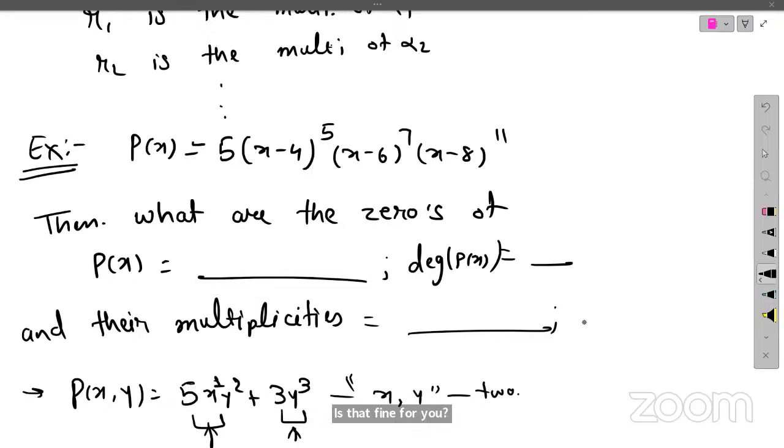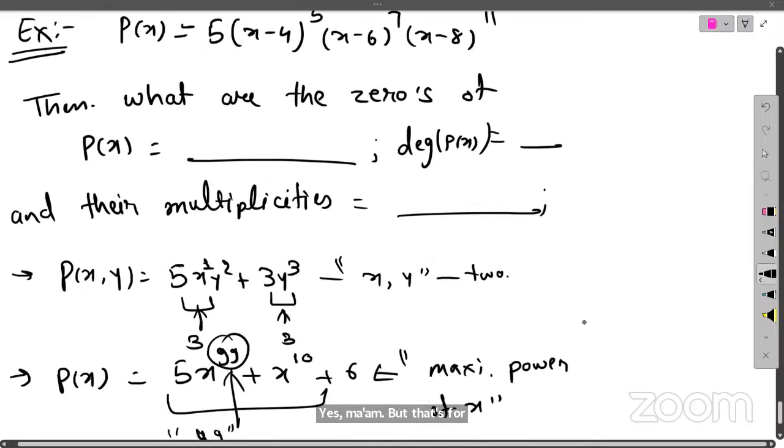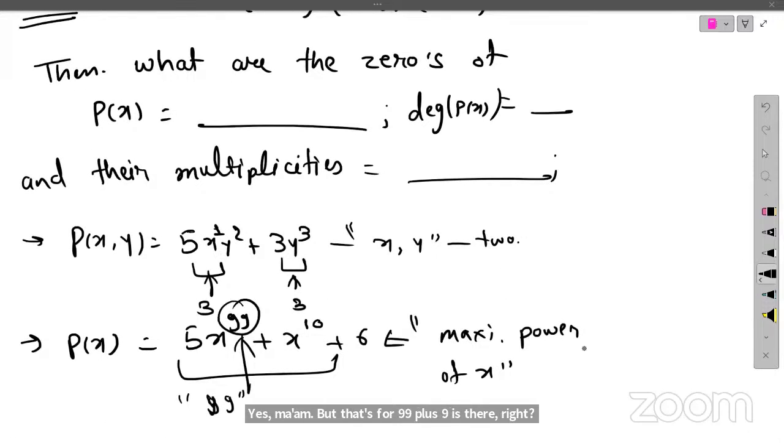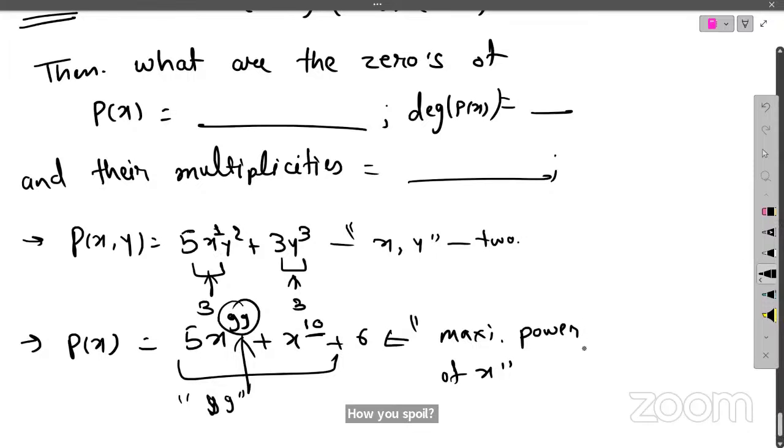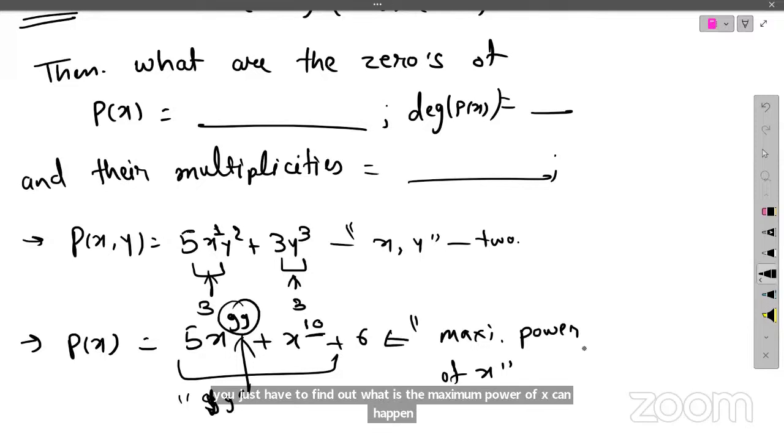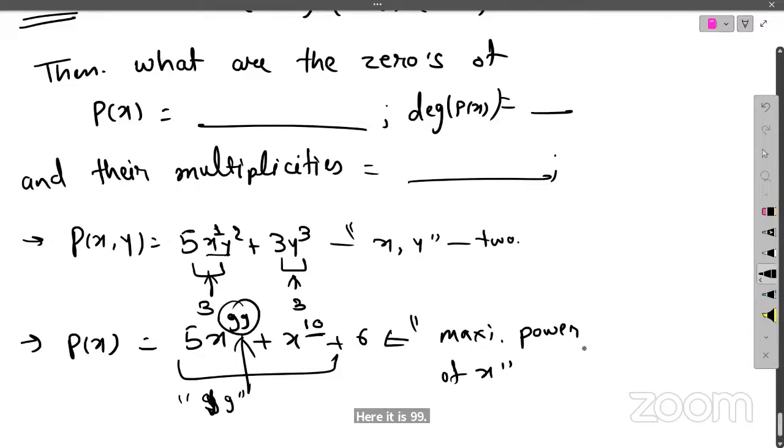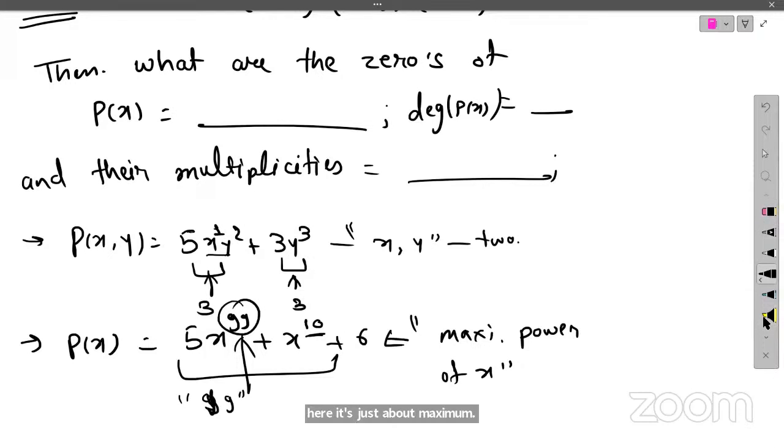Yes, ma'am. But the last one, 99 plus 10 is there, right? No, you don't have to add it. Here you just have to find out what is the maximum power of x that can happen. Okay, here it is 99. If you have more than one variable, x and y type of thing, there you have to add and then find the maximum. Here it's just the maximum. Okay, I got it. Thank you.